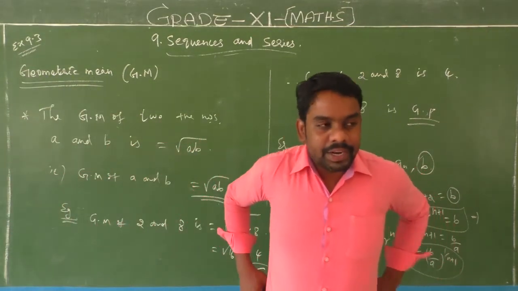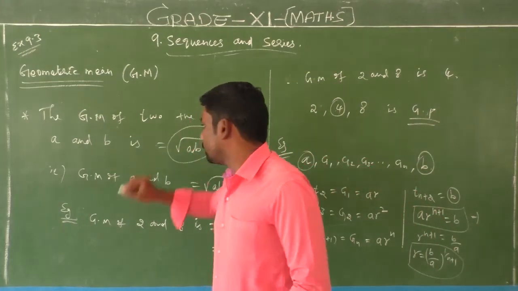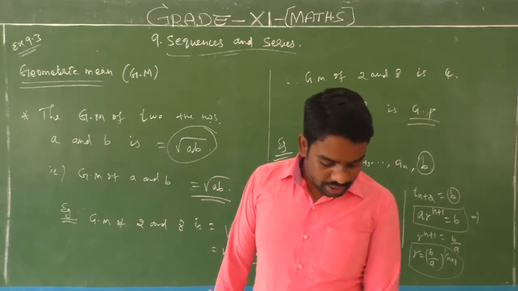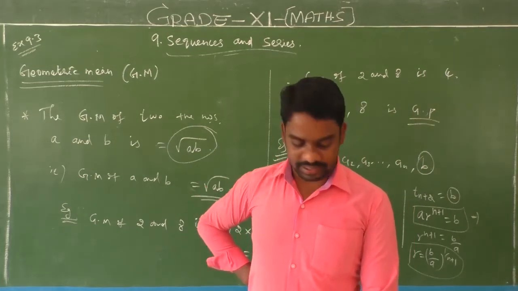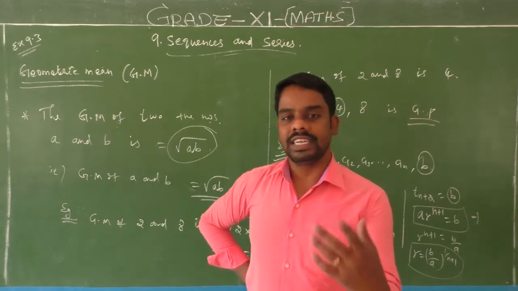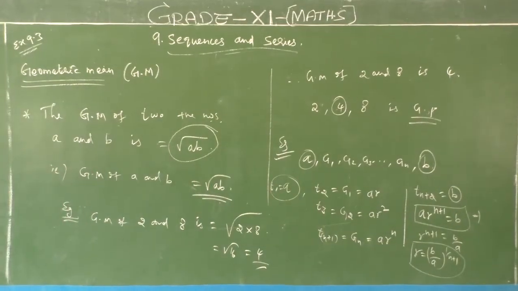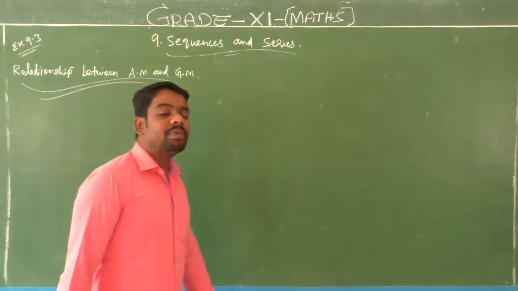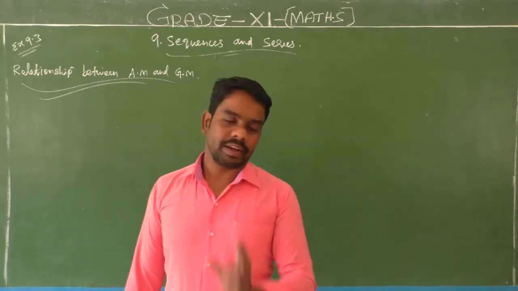The geometric mean between two positive numbers a and b is root of ab. Here a and b are two positive numbers. And next, between any two positive numbers a and b, we can insert as many numbers as we like: G1, G2, G3 and so on, up to Gn. Okay, right. Next, the relationship between AM and GM, the relationship between arithmetic mean and geometric mean.